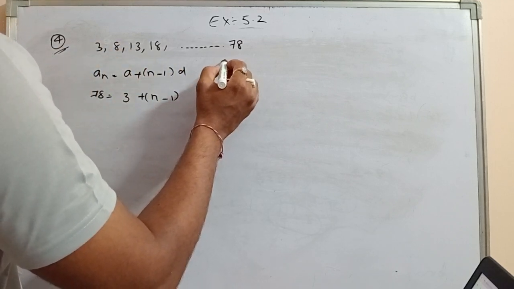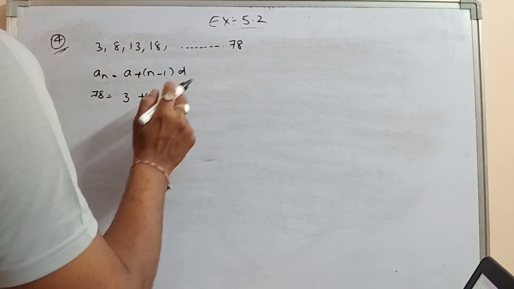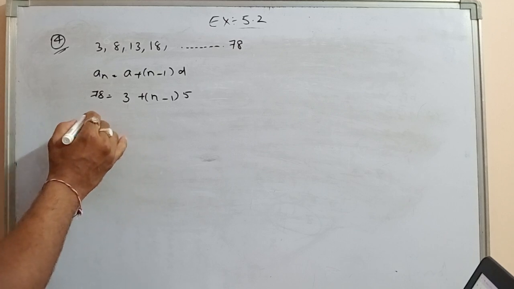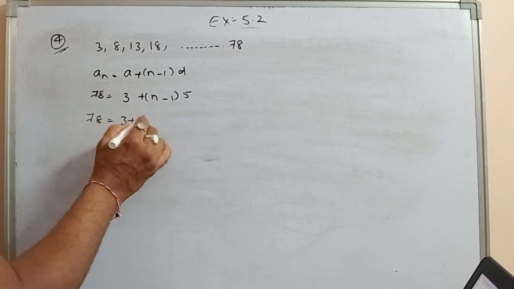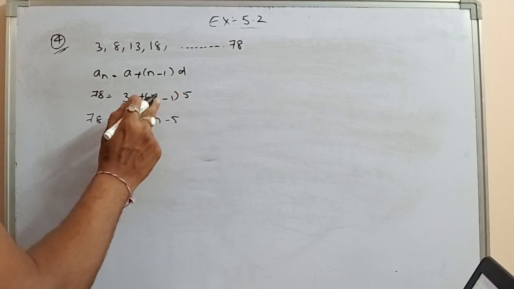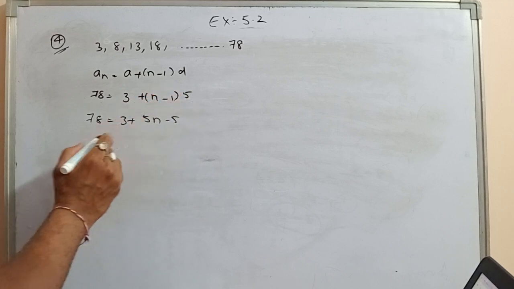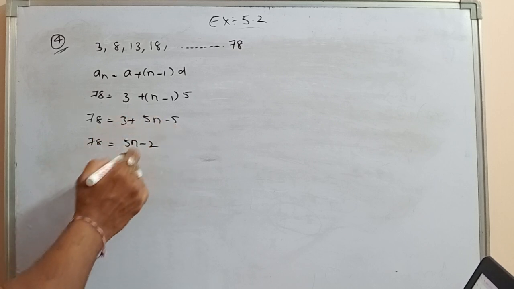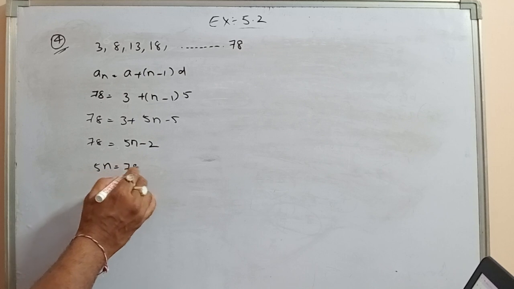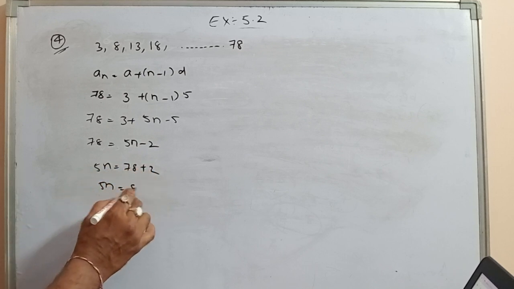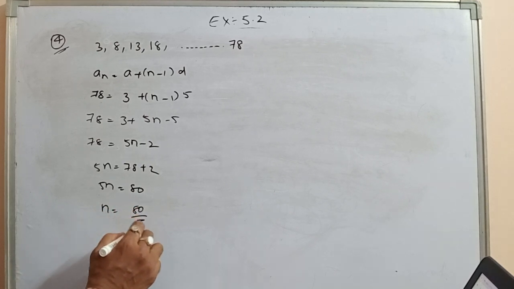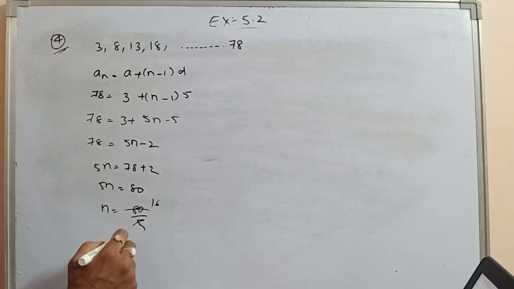Here, can I write d directly? 8 minus 3 is nothing but 5. So 78 is equal to 3 plus 5n minus 5. N into 5 is 5n, minus 1 into 5 is 5. So 78 is equal to 5n minus 2. So 5n is equal to 78 plus 2, so 5n is equal to 80. n is equal to 80 divided by 5, so the value of n will be 16.